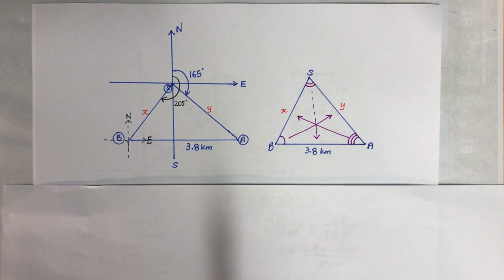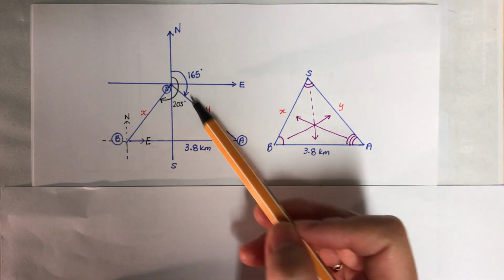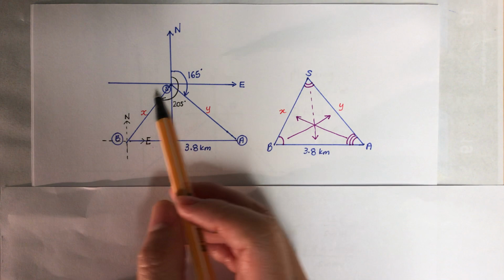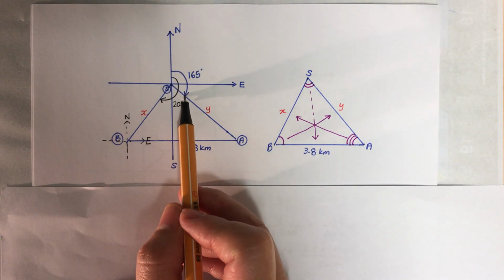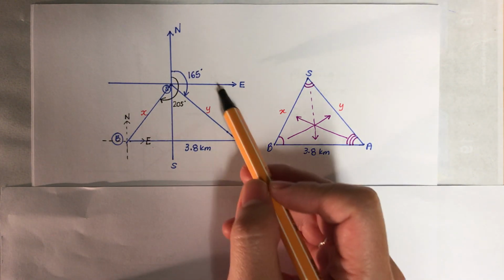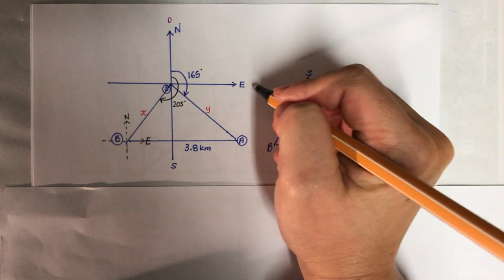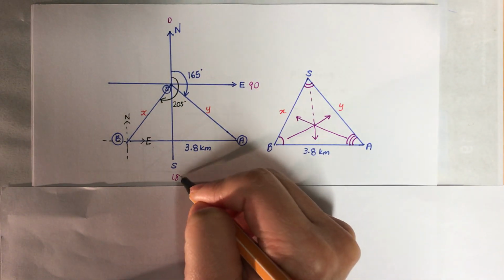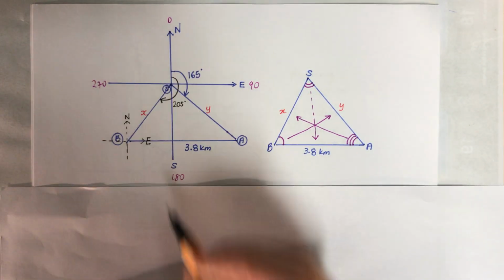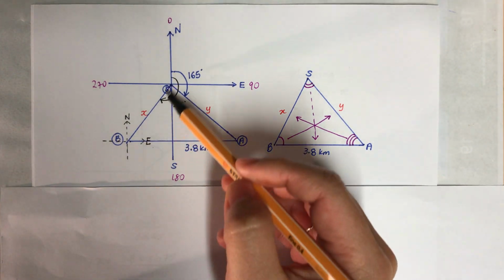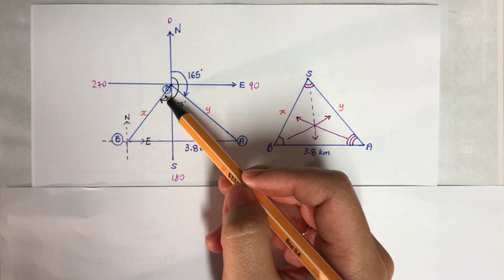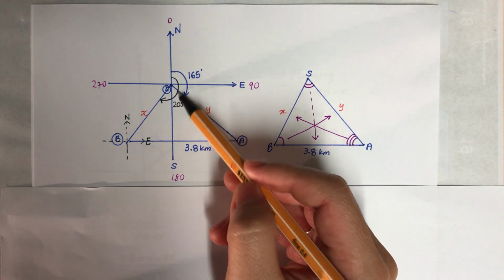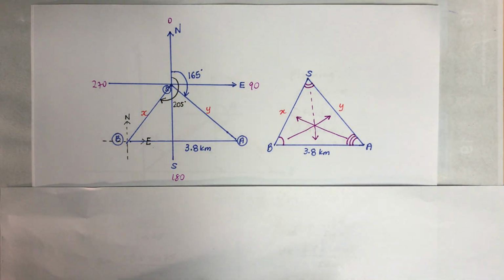So the A was on a bearing of 165. It's in the, that's what, 0 degrees, 90, 180, 270. So that's where it is. And the second one is what? Bearing of 205, right there.